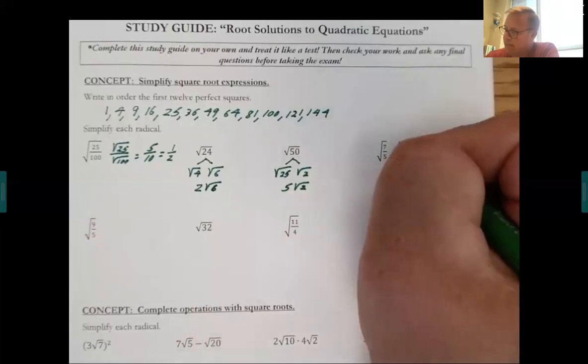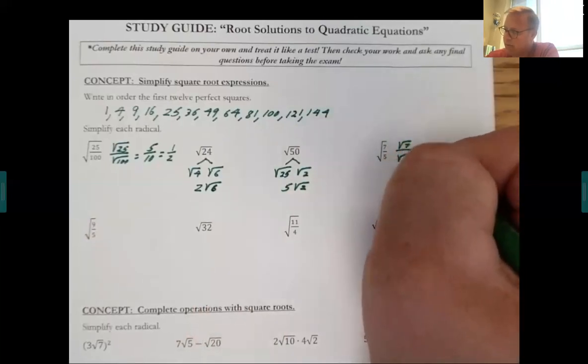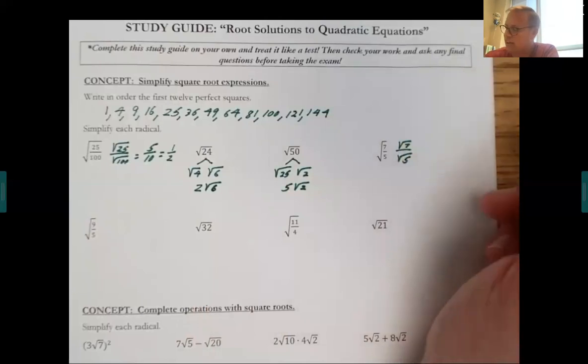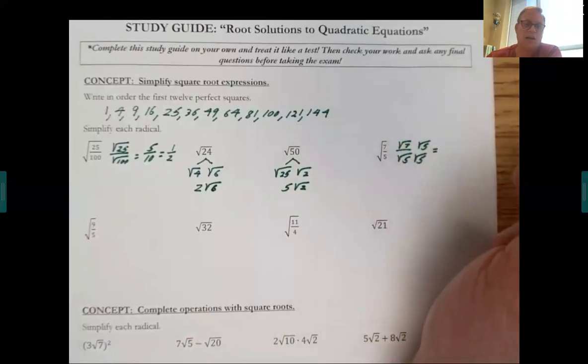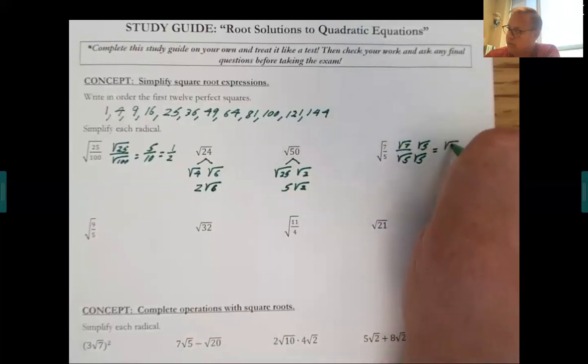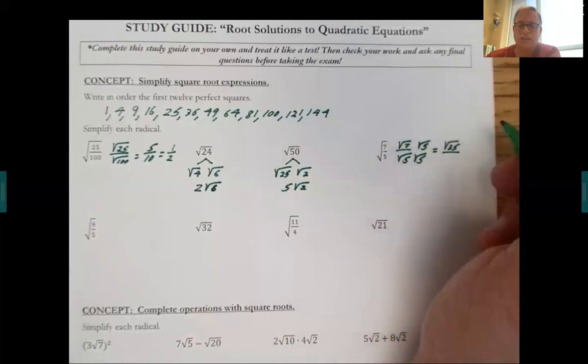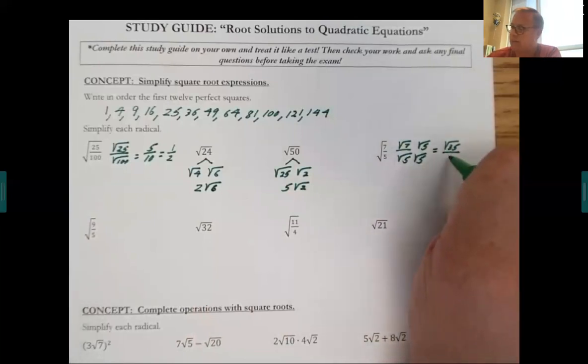The square root of 7 over the square root of 5. Well, neither one of those are perfect squares. So we're going to rationalize the denominator by multiplying by 1. Square root of 5 over square root of 5 is 1. This gives us the square root of 35. And you know that the square root of 5 times the square root of 5 is 5.